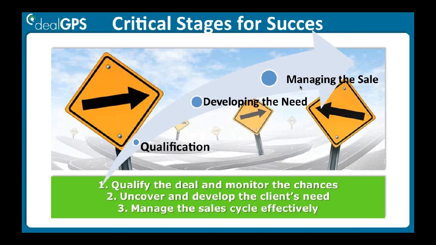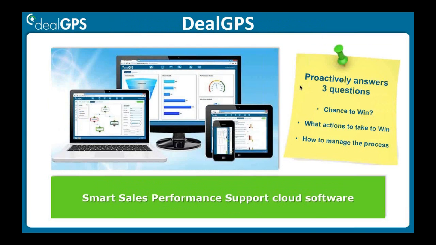Based on this, we have developed DealGPS. And in fact, DealGPS helps you to proactively answer 3 critical questions. First question, what are my chances to win? It helps you proactively with actions that you can take to win the deal, and it will give you guidance with smart roadmaps and playbooks on how to manage the process. So in fact, we have developed what we call a smart sales performance support tool to help you proactively win deals.